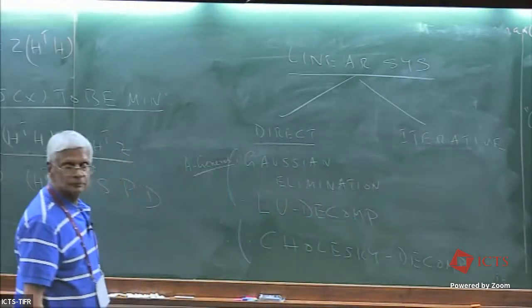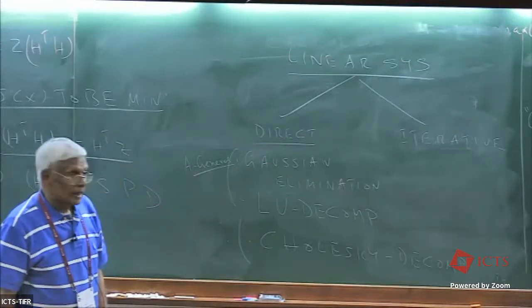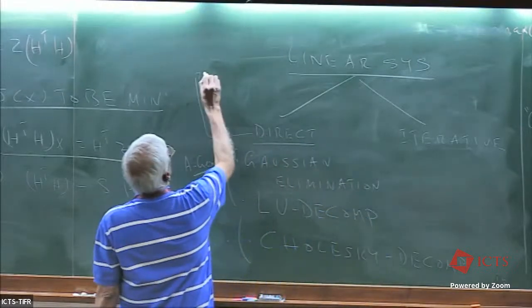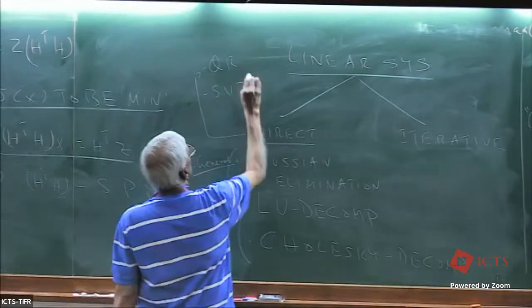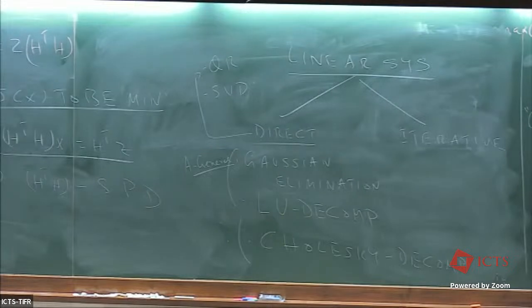Cholesky decomposition, which is a special case of LU decomposition. There are further techniques in direct methods. It's called QR decomposition. It's called SVD decomposition. Are you with me? So there are several families of techniques: LU decomposition, Cholesky decomposition, QR decomposition, singular value decomposition. That's what SVD is all about.